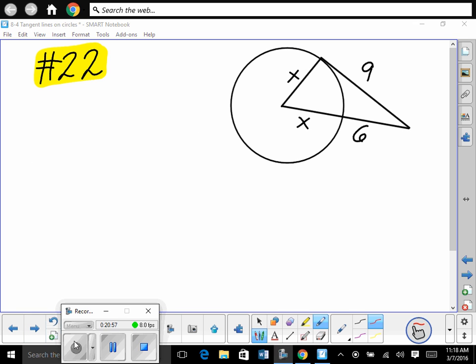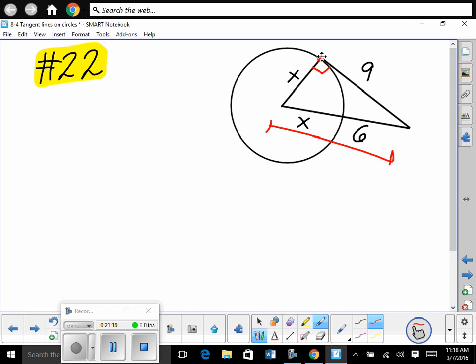So continue. Number 22, I'm going to do one of them with you, okay? So first of all, we're asked to solve for x. Lines that appear to be tangent are tangent. So this is our tangent line. Right here's our point of tangency. If you drop a radius to the point of tangency, it creates a 90-degree angle. So now from here, we know side 1, we know side 2, and we know our hypotenuse. Because if this radius is x, then this radius is x.